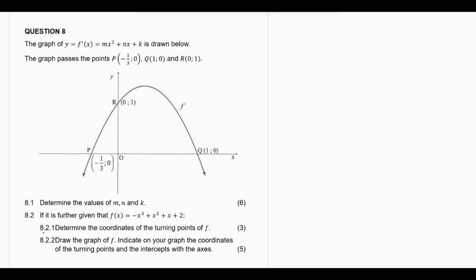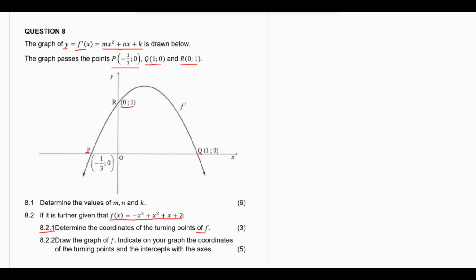Welcome back. Let's do question 821. The graph of y, which is the derivative of f of x, is equal to mx squared plus nx plus k, is drawn below. The graph passes through the points P, Q, and R. It is further given that f of x, which is the original graph, is equal to negative x cubed plus x squared plus x plus 2. Determine the coordinates of the turning point of f.